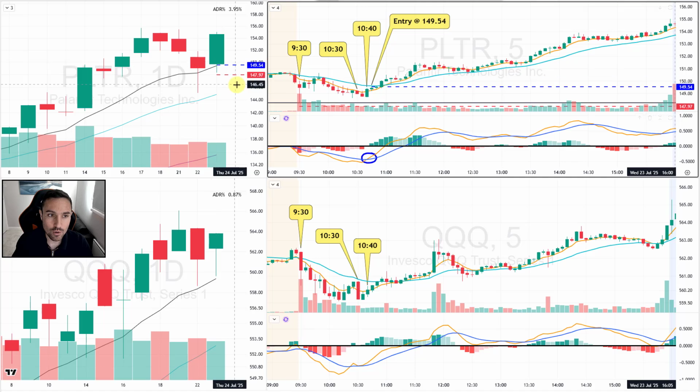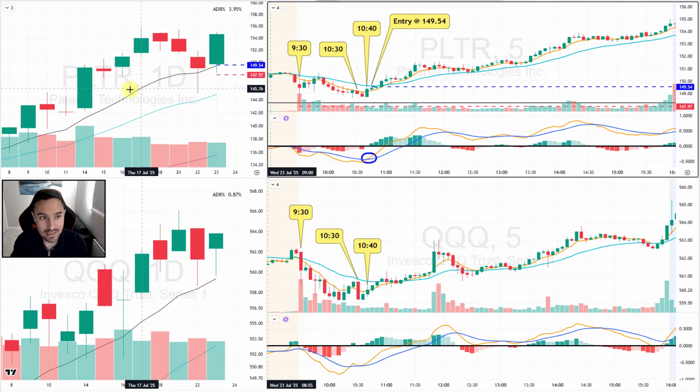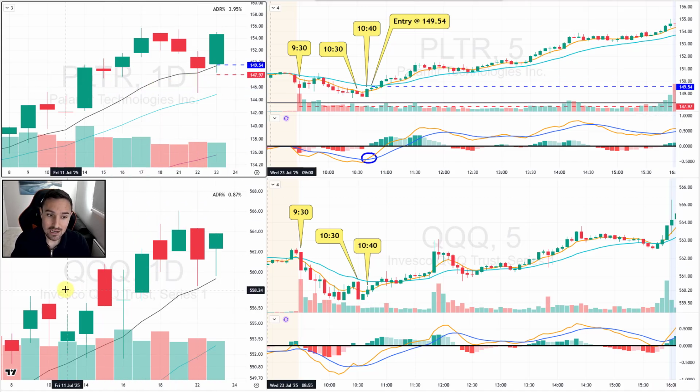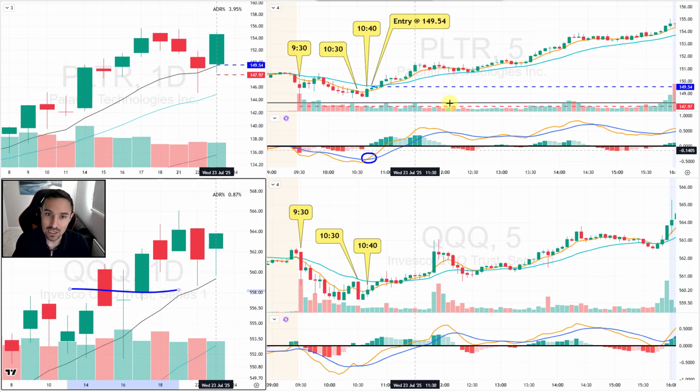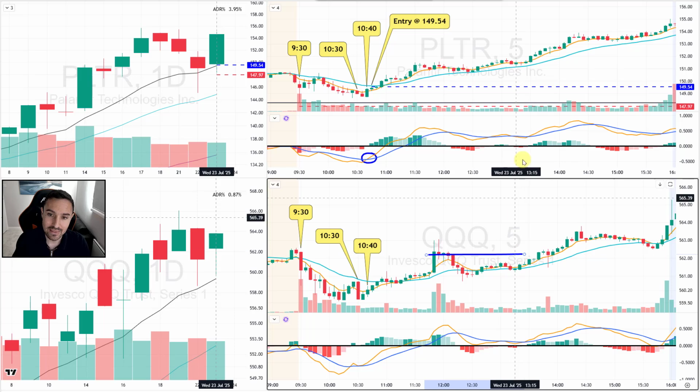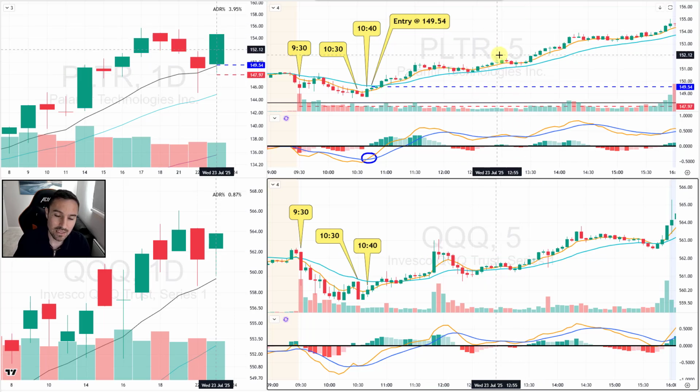Hopefully quite straightforward. We've got the PLTR daily chart in the upper left, we've got the triple Qs daily chart in the lower left, and then we've got an overlay of the 5-minute charts for PLTR and then the triple Qs, and the times are hopefully lined up quite well as well.